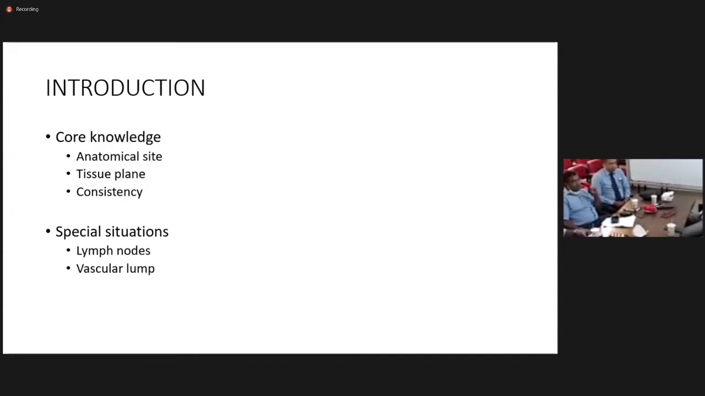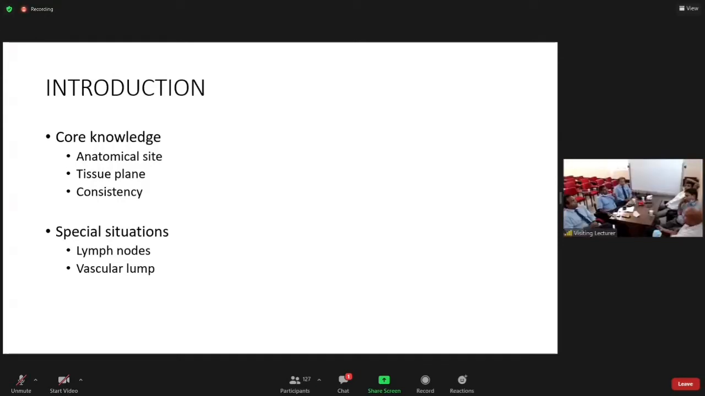The second most important thing is the tissue plane. We will discuss the tissue plane and how it is helpful in recognizing a lump. Third, and again a very important aspect of a lump, is what it is made up of, or the consistency of the lump, whether it is a cystic lump made up of fluid, or solid matter.